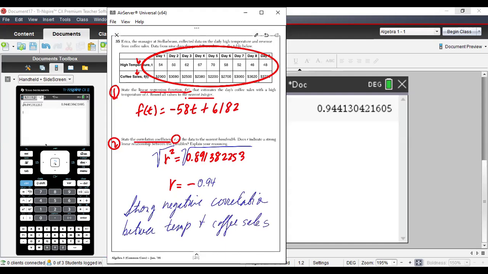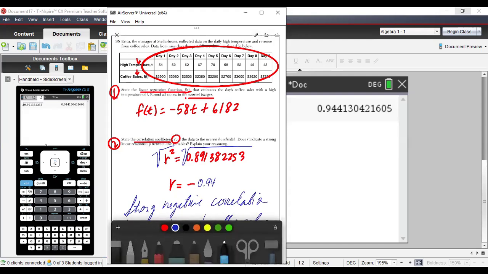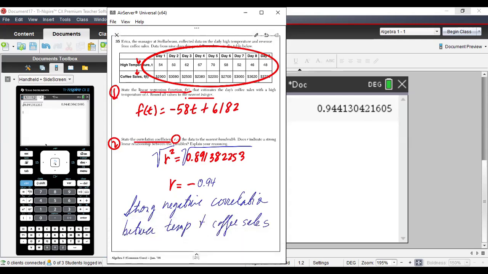All right, so now let me show you how this would be graded. Having this equation rounded properly would get you 2 points. Then stating the correlation coefficient rounded properly would be 1 point. And then saying this would also get you 1 point. So what I'm saying to you guys is that we have to be able to get at least 3 out of 4 of these points. We need 75% of the points. 3 out of 4 should be our goal.